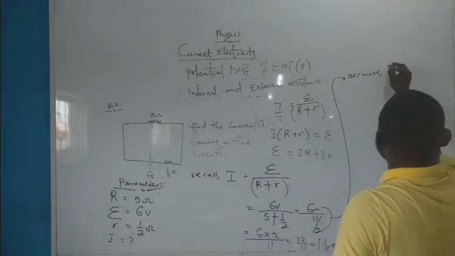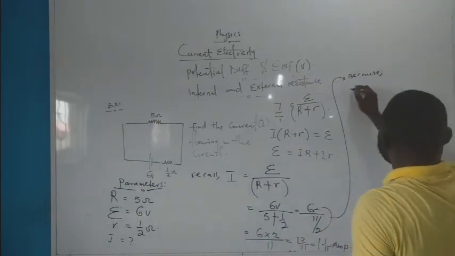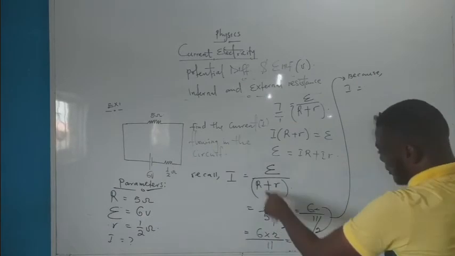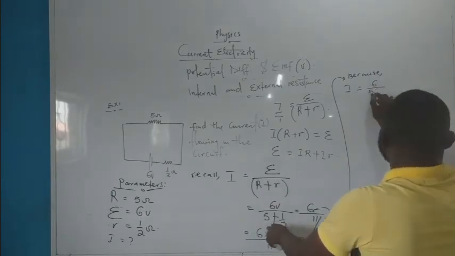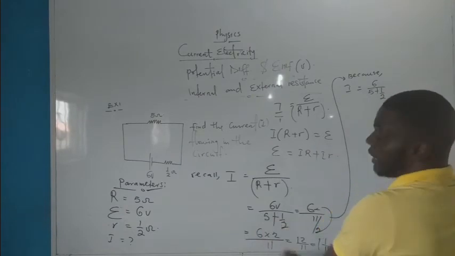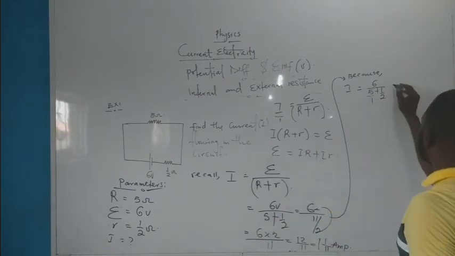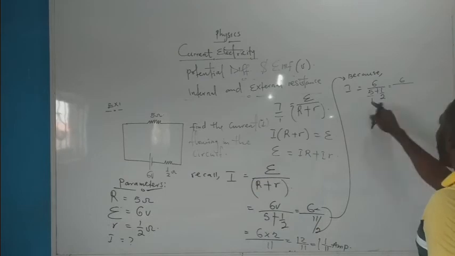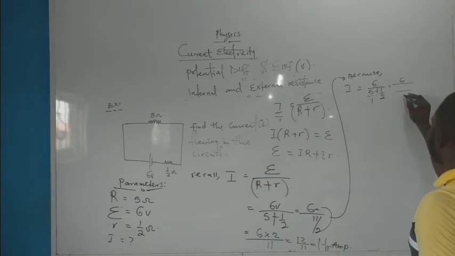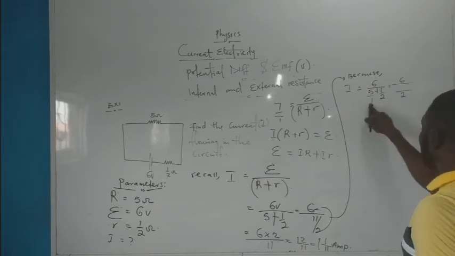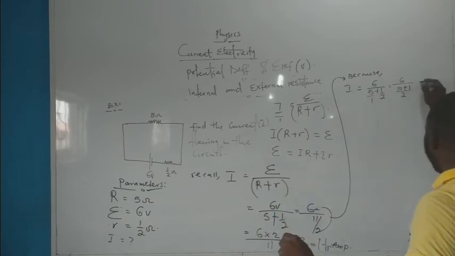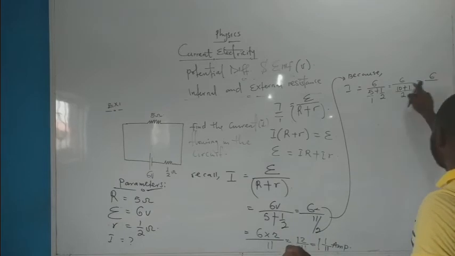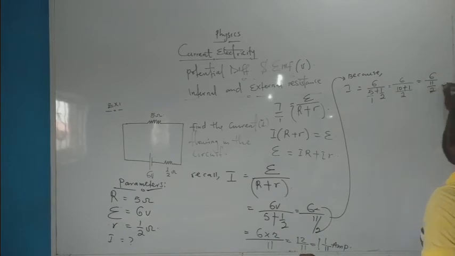We have 6, we have I to be equal to 6 upon 5 plus 1 over 2, okay? Look for the LCM. That will be 6 upon, the LCM of 2 and 1 is 2. 2 times 5 is 10, plus 2 into 1 is 1, times 1, 1. That gives 6 over 11 over 2. Are we together?